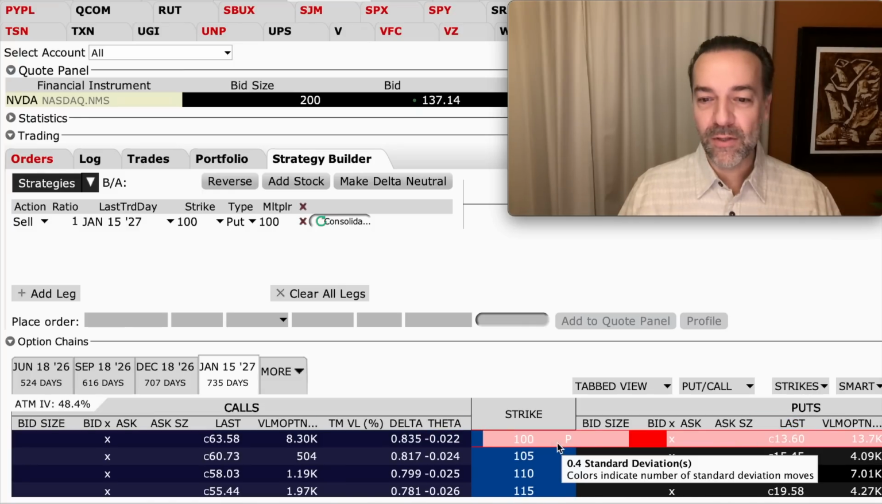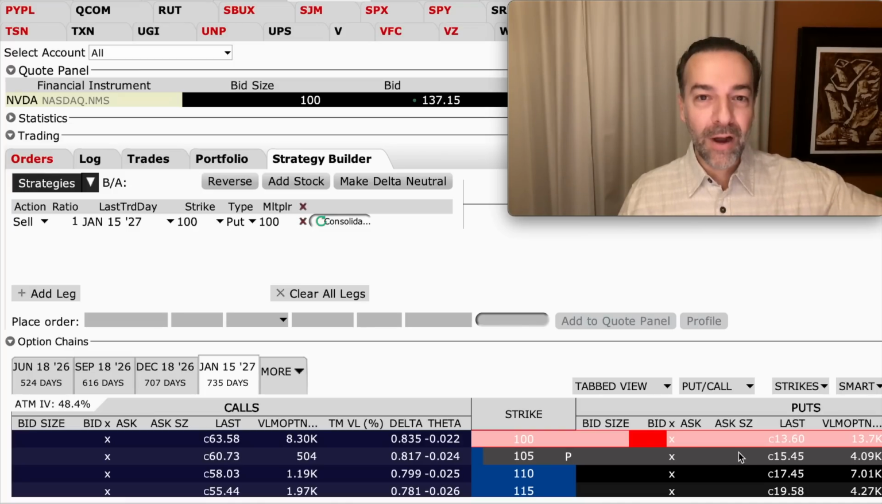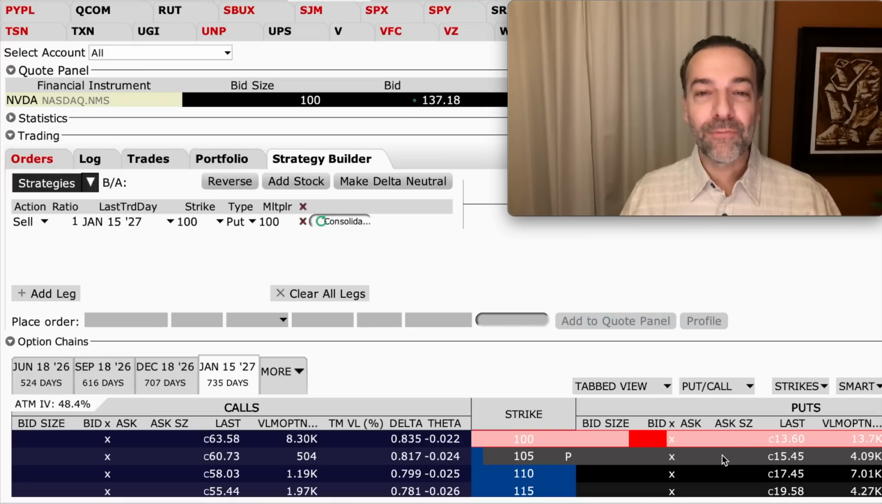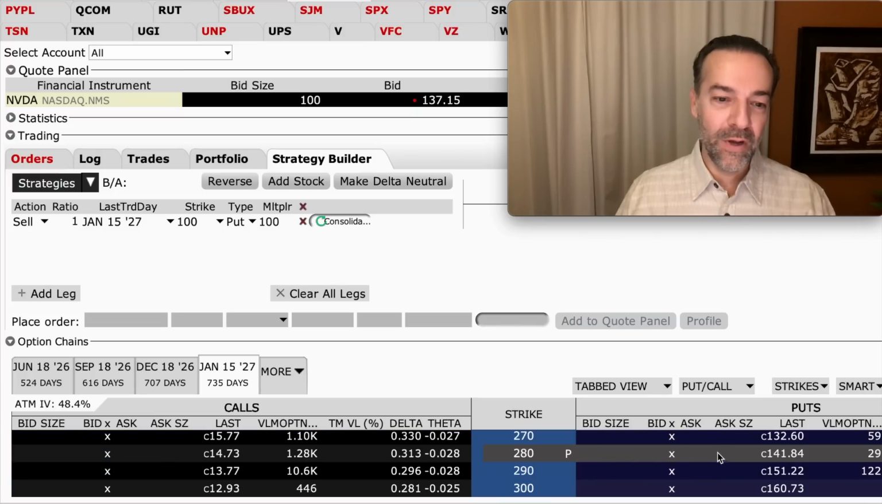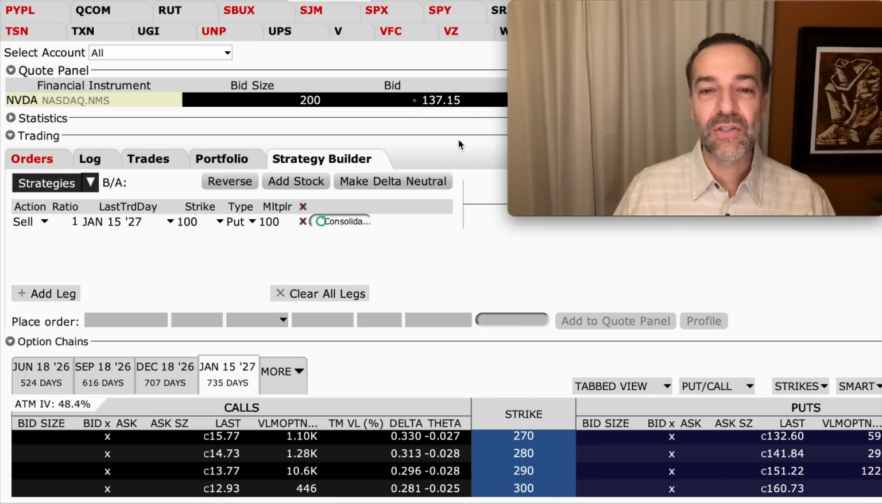So we're selling the put option at the 100 strike price and we get about $13.60 per share. How far up in price do we have to go in order to get a free call option? Well, I'm gonna slide this mouse way up and notice we have to go all the way up here to the 290 strike price. I mean, that is so far out of the money.